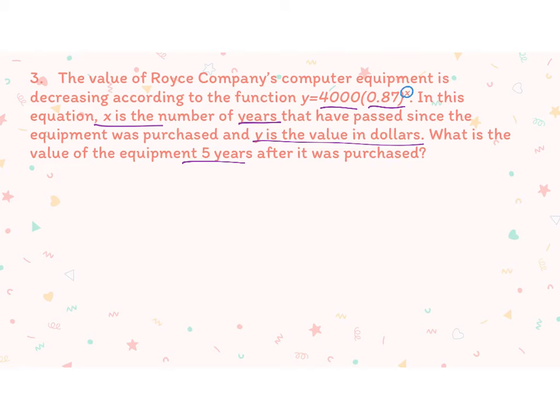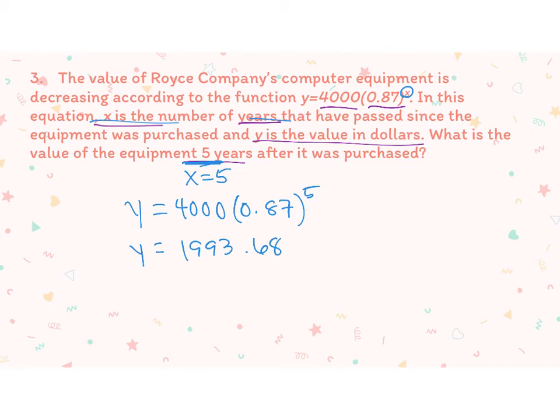Again, here's my x, that's my independent variable. That's the variable that I need to fill in some value and then simplify. In this case, x is number of years. The number of years I'm asked for is 5, so my x is going to equal 5. So I've got y equals 4,000 times 0.87 raised to the 5th power, and I plug all that in, and I get $1,993.68. Question with words, answer with words.